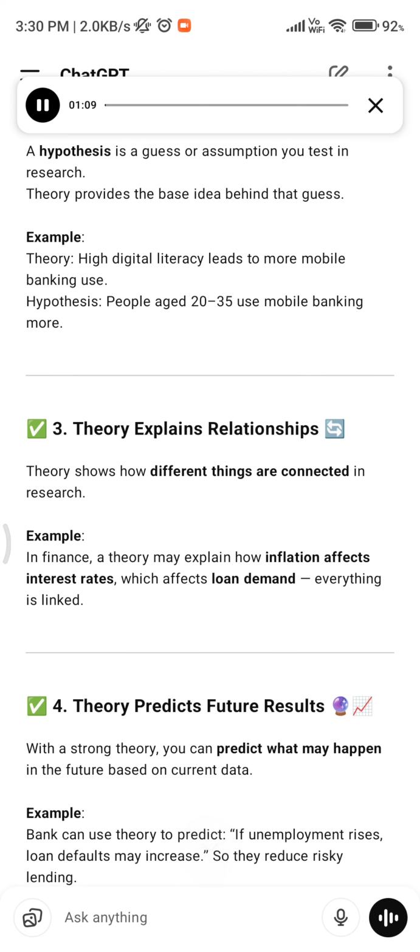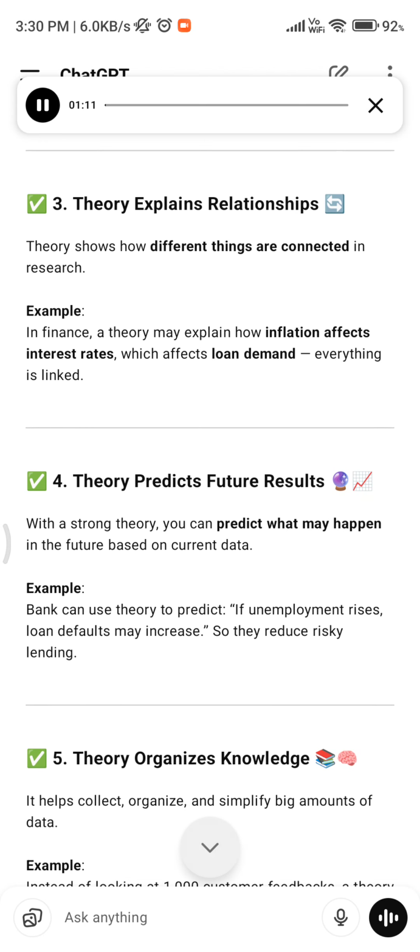3. Theory explains relationships. Theory shows how different things are connected in research. Example, in finance, a theory may explain how inflation affects interest rates, which affects loan demand. Everything is linked. 4. Theory predicts future results. With a strong theory, you can predict what may happen in the future based on current data. Example, a bank can use theory to predict that if unemployment rises, loan defaults may increase, so they reduce risky lending.